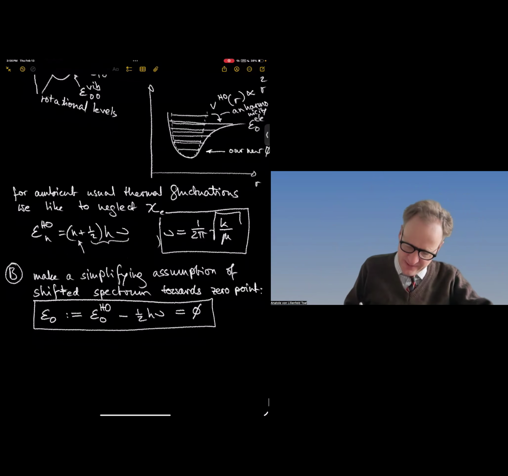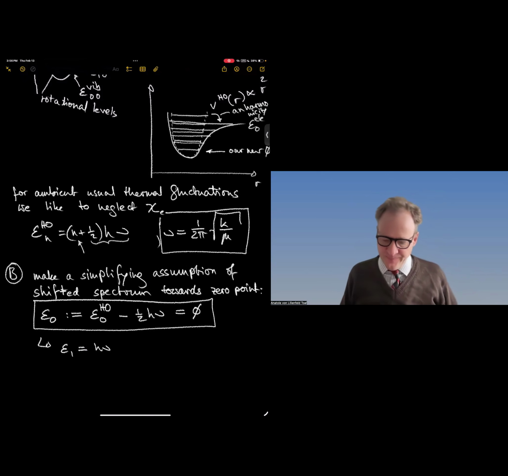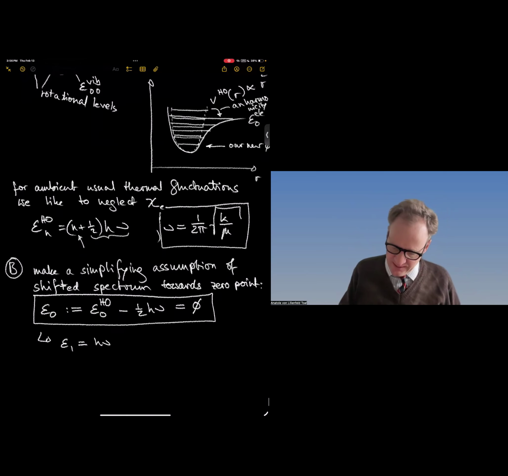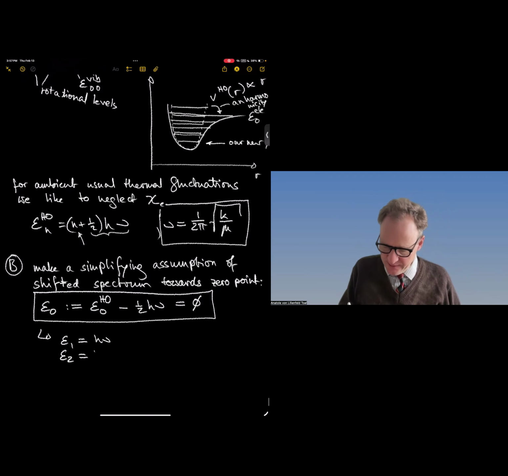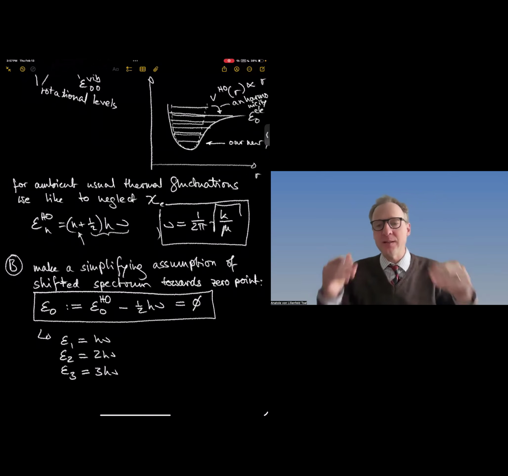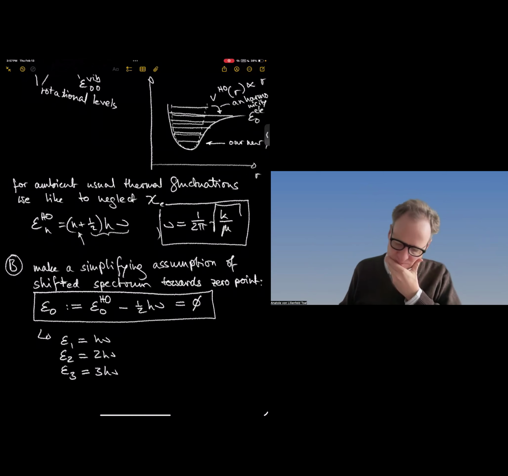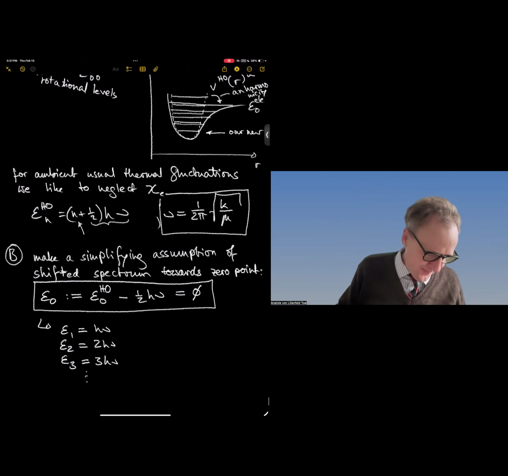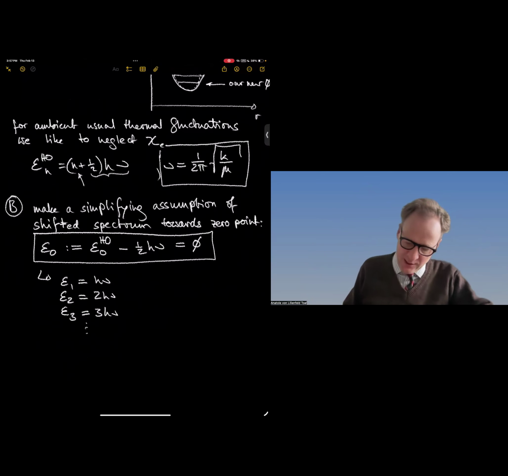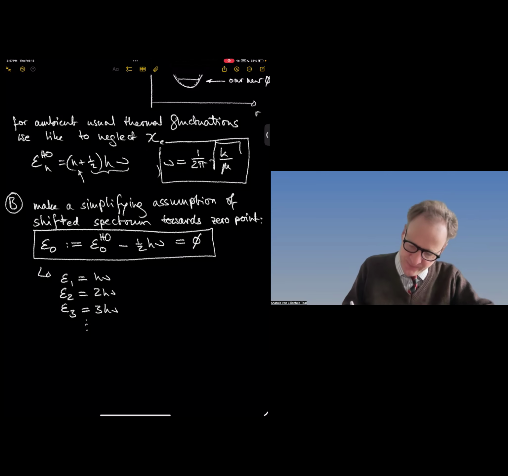So this means that our epsilon 1 now becomes h nu. Okay. And our epsilon 2 is 2h nu. Our epsilon 3 is 3h nu, right? You see, we still increase always by 1. Everything is just shifted by 1/2, okay? And so on and so forth. And epsilon 0 is 0, of course, right?